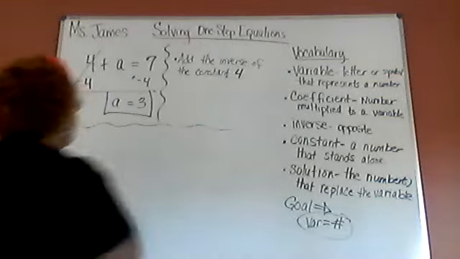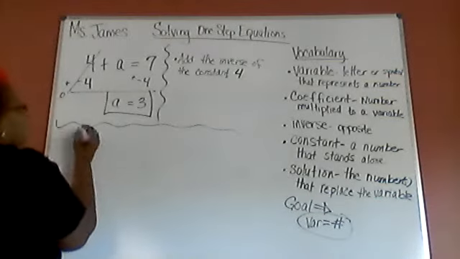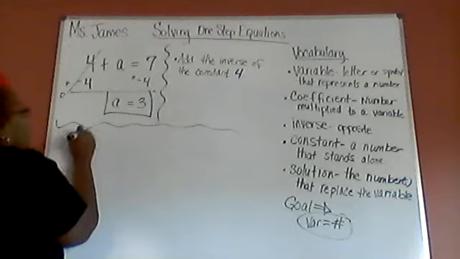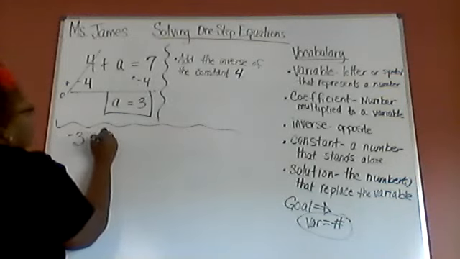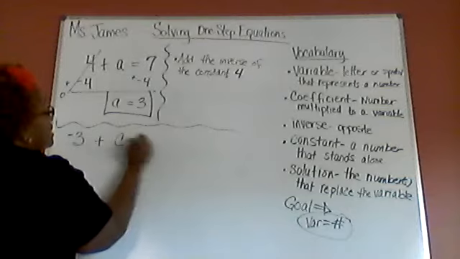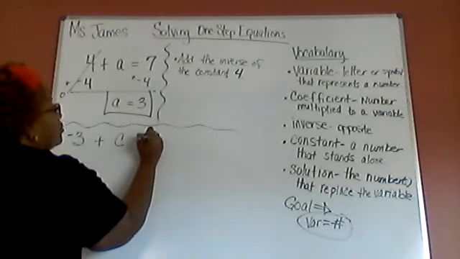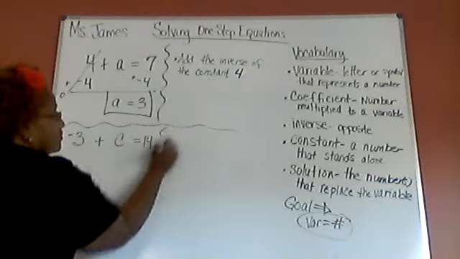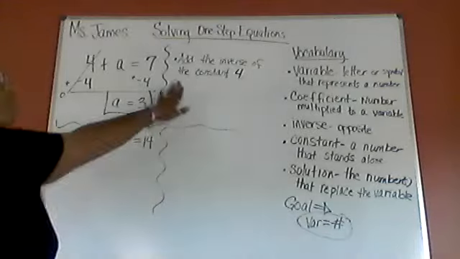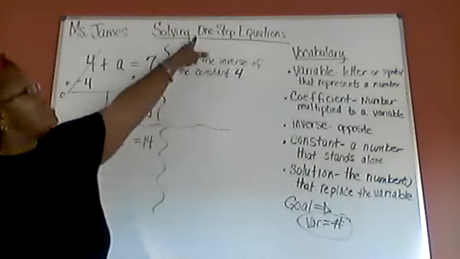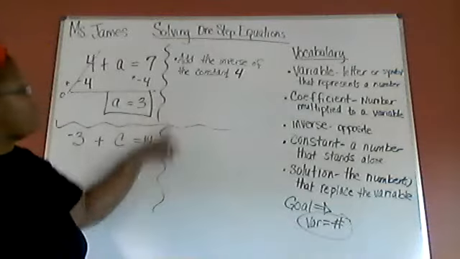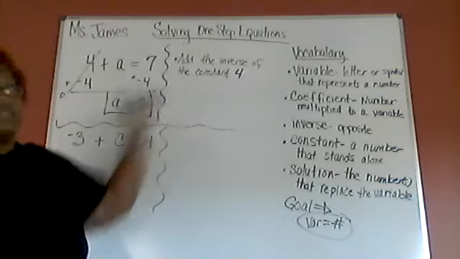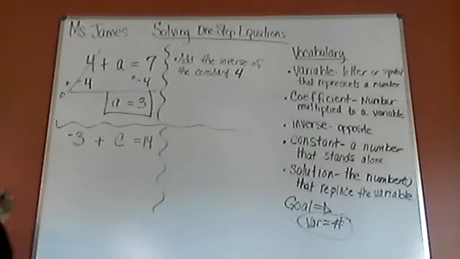Let's try another one real quick. So we have, let's look at one that's like negative 3 plus C equals 14. We're going to use our same step. It says it's a one-step equation, so we only need to do one step. That one step is add the inverse of the constant.